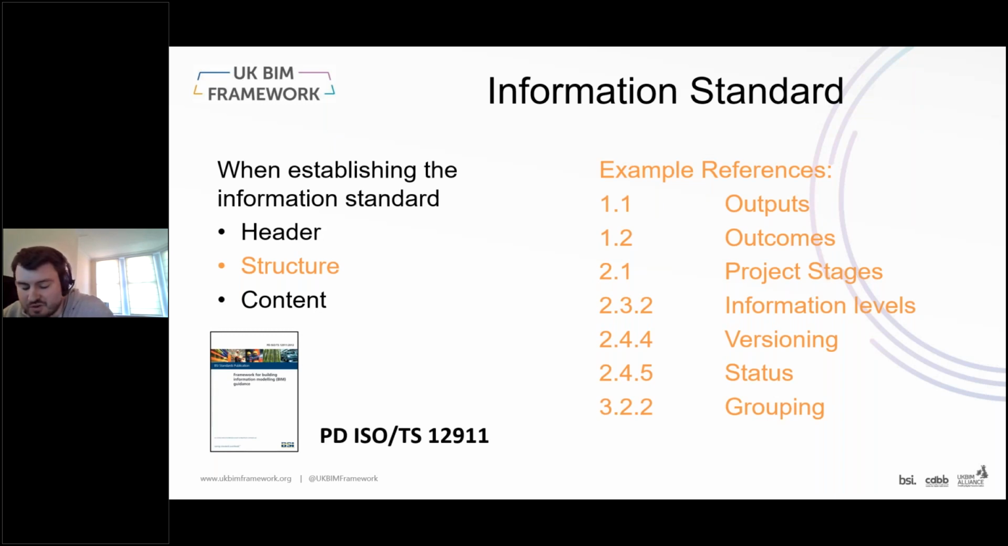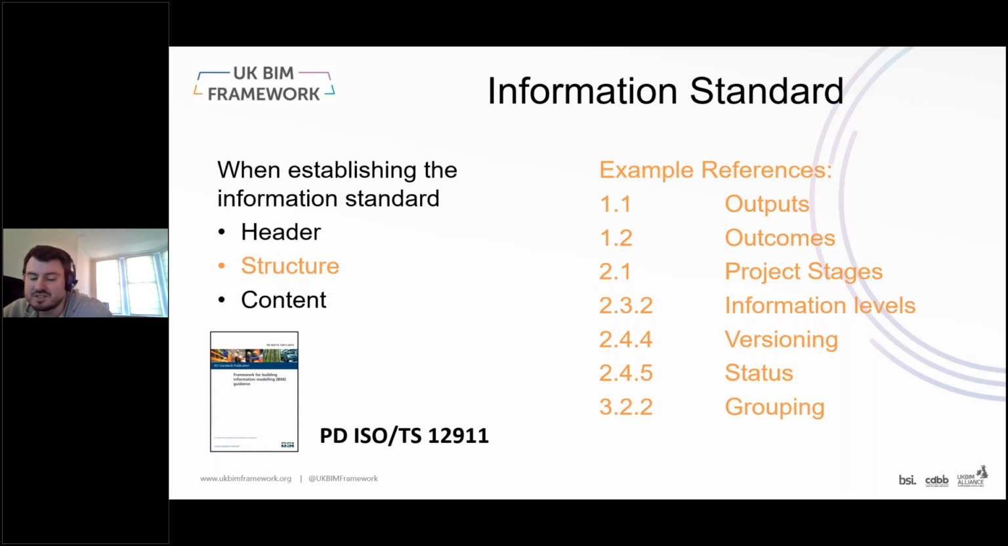From a structuring point of view, there is no detail in 19650 as to how it should be structured, while 19650 does give several considerations in terms of content that could be included. And it goes on for things like classification, file naming, and other bits and pieces. A useful area to look at to develop a structure for something like the information standard would be to refer to something like PD ISO TS 12911, which is currently undergoing revision, which actually gives a formal set of structure for clauses originally designed for internal BIM manuals or CAD drafting standards and similar documents such as those.